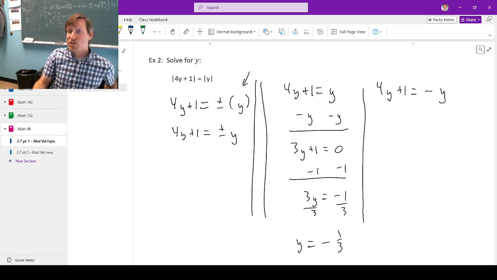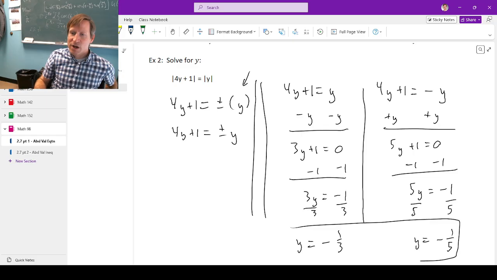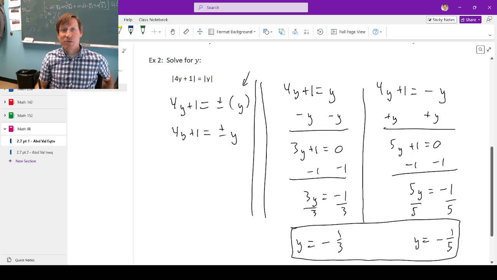And then for the second version of the equation, 4y plus 1 equals negative y, we can add y to both sides. We get 5y plus 1 equals 0. Then subtract 1 from both sides. We get 5y equals negative 1. Then divide both sides by 5. We get y equals negative 1/5. So we have two solutions, y equals negative 1/3 and y equals negative 1/5.